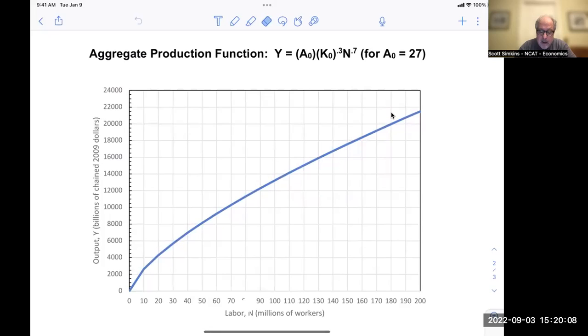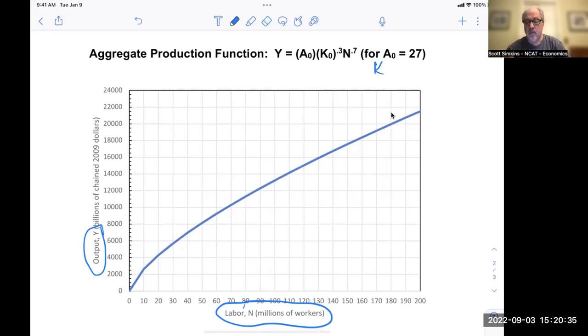We have the N on the horizontal axis. We have Y, real GDP, on the vertical axis. And you see N can be 10, 20, 30, 40, 50, 60, 70, it goes up by 10. And then this is how Y changes. In other words, that first column, how that changes as N changes when A is 27 and K is equal to 20,000. So what do we see?